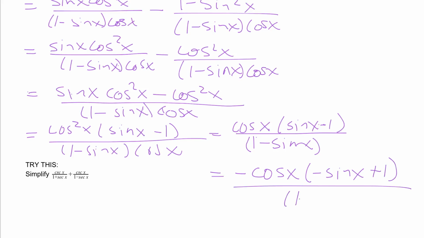All over 1 minus sine x. Now, 1 minus sine x and negative sine x plus 1 are the exact same thing. The sign is negative, the 1 is positive. So now I can cancel out both of those. And all I'm left with is a negative cosine x.